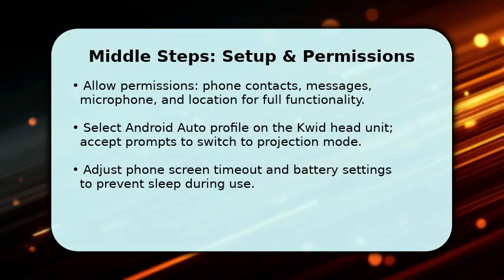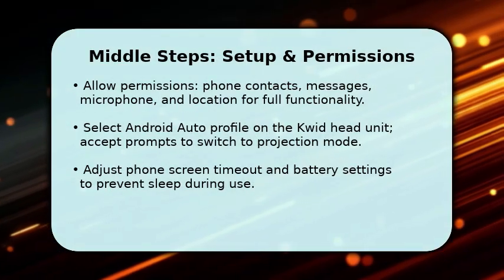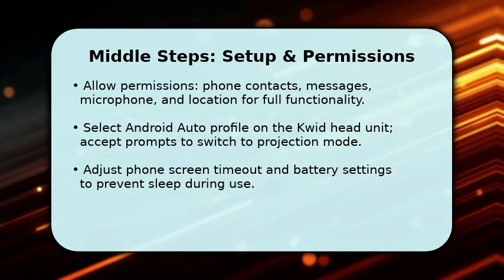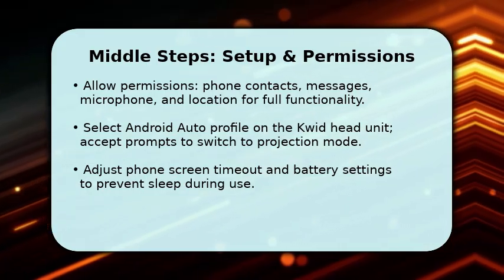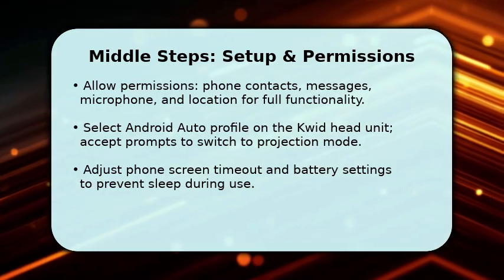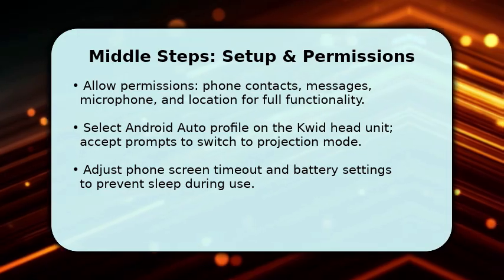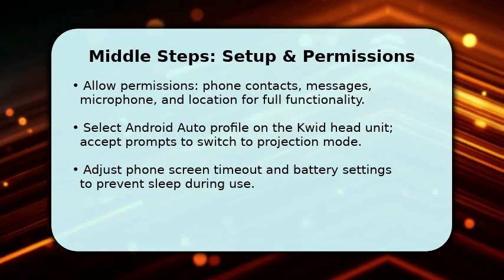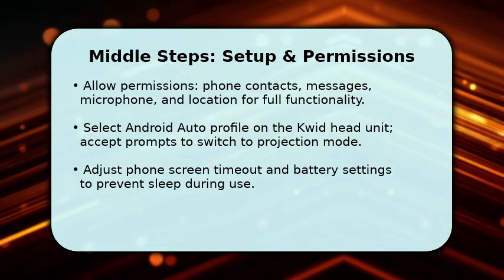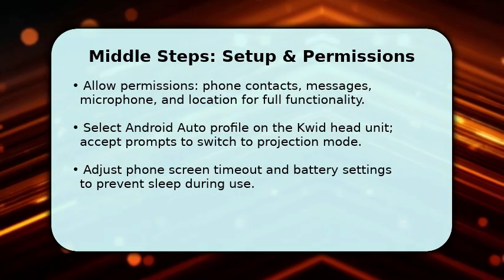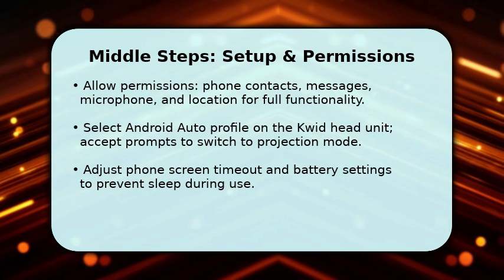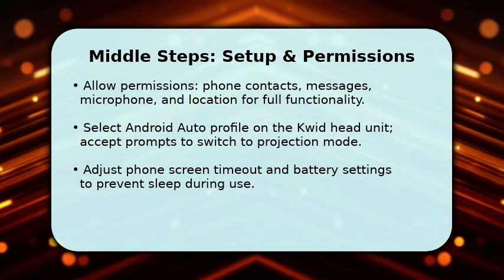Once the car detects your phone, you need to accept permissions and confirm projection mode on the Kwid. You allow contacts, messages, microphone, and location so navigation, voice commands, and calls work seamlessly. Make sure the infotainment source is set to Android Auto and not Bluetooth or USB audio. If prompts ask to set Android Auto as default for wired connections, accept it. Also, tweak your phone's battery and screen timeout so the display stays active while driving. This avoids sudden disconnects.